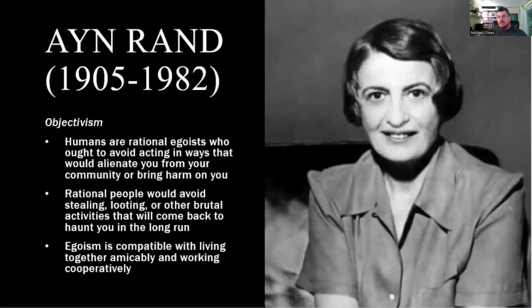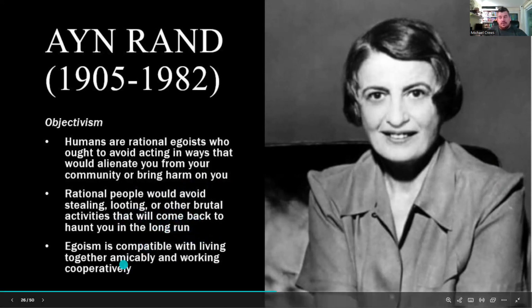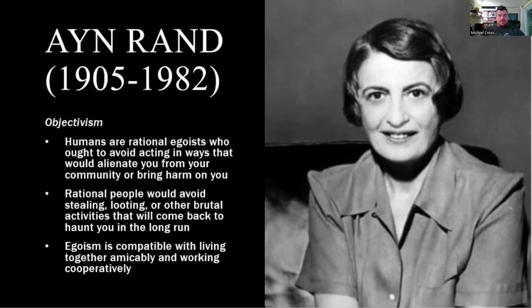Then we have Ayn Rand. She says humans are rational egoists who ought to avoid acting in ways that would alienate you from the community or bring harm on you. Rational people avoid stealing, looting, or other brutal activities that will come back to haunt you in the long run. And egoism is compatible with living together amicably and working cooperatively. So kind of like Hobbes, you're doing it selfishly. This is why some people reject egoism, because it's: I'm not going to kill you and steal your stuff because I don't want you to kill me and steal my stuff. So yes, maybe it's selfish in what you're thinking, but the end result is you're getting along with people.